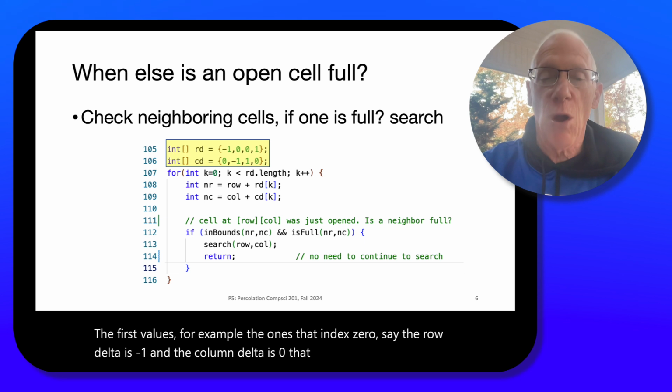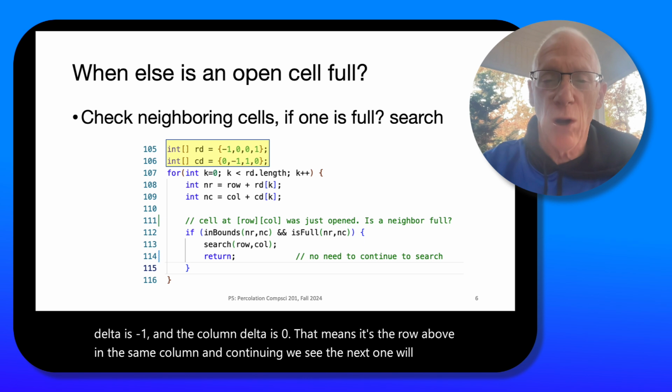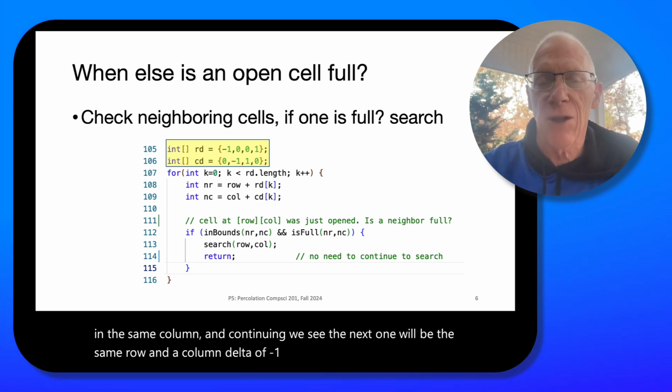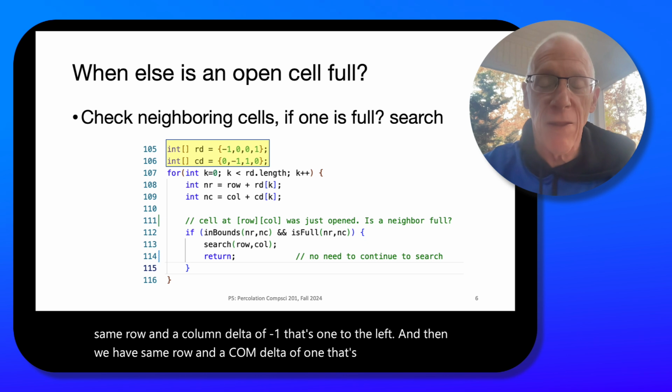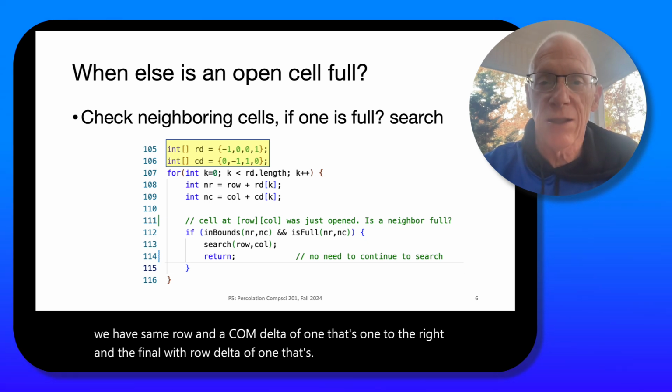That means it's the row above in the same column. And continuing, we see the next one will be the same row and a column delta of -1. That's 1 to the left. And then we have same row and a column delta of 1. That's 1 to the right. And the final with row delta of 1, that's 1 below in the same column.